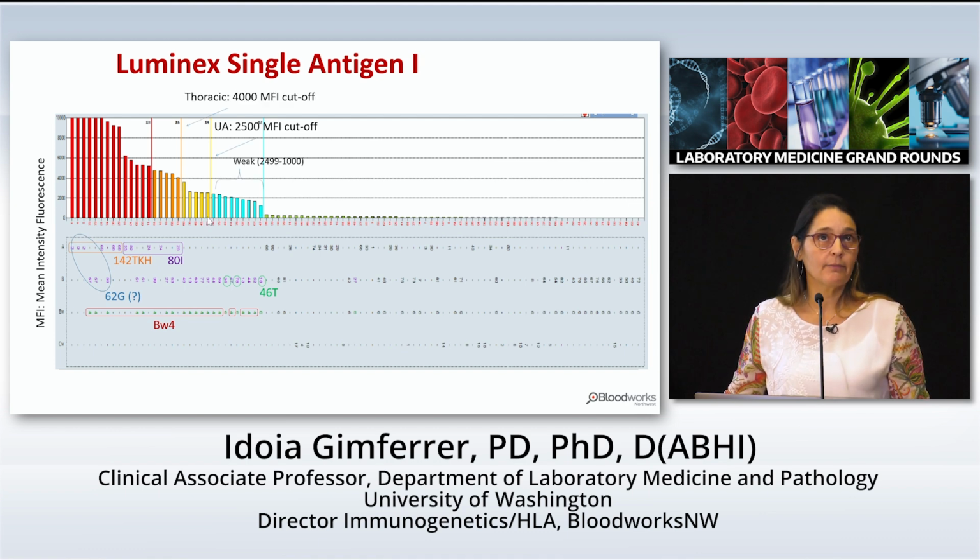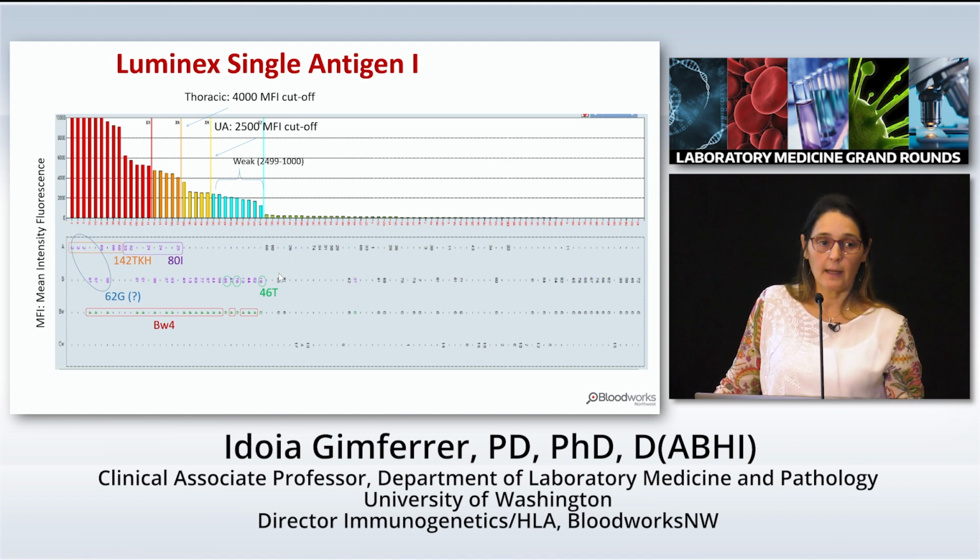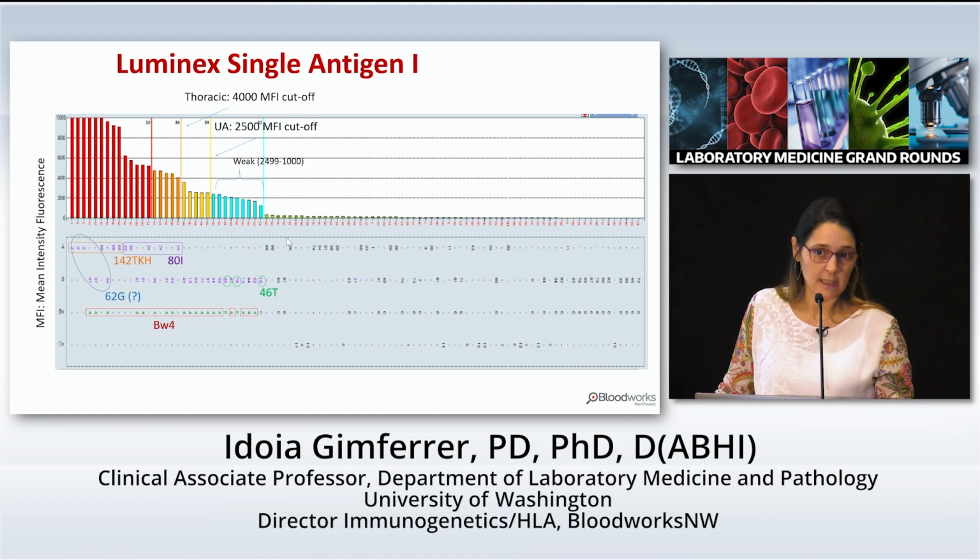Besides that, we have reference lines or reference cutoffs. We have these lines here that are telling us that anything that is lower than 2500 MFI, mean fluorescence intensity, is too weak, it's very weak, so we don't call it. And anything that is over that is really something that you have to avoid, so it's a strong antibody, let's avoid donors with these specific HLAs.